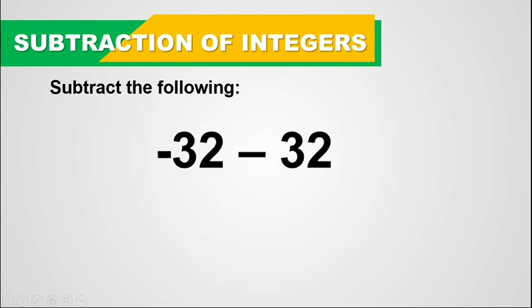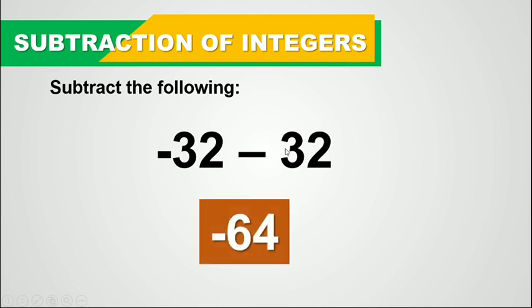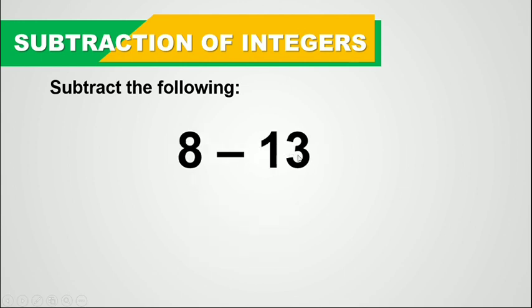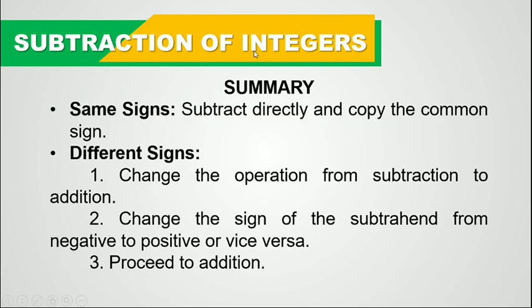How about this? Negative 32 minus 32. This becomes plus, and this becomes minus, so it becomes negative 64. 8 minus 13. You are subtracting a greater integer from a smaller or lesser integer, so the answer is a negative integer. 13 minus 8 is 5, and then you attach the negative sign. So it's negative 5. That's basically what you need to remember when subtracting two integers.